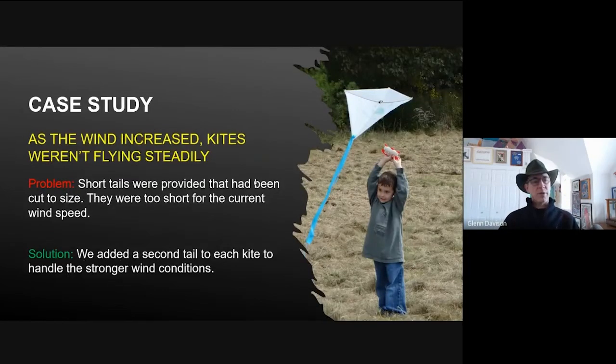So here's another case study. As the wind increased, the kites weren't flying steadily. Now, in this case, short tails were provided. You could see that the tail is just a little bit longer than the height of the kite. And what we did was we added a second tail to each of the kites in order to handle the stronger wind conditions.